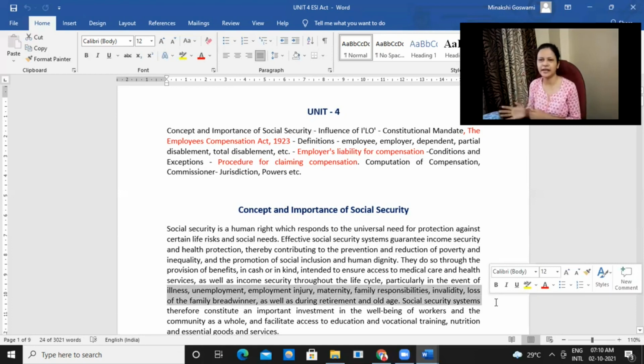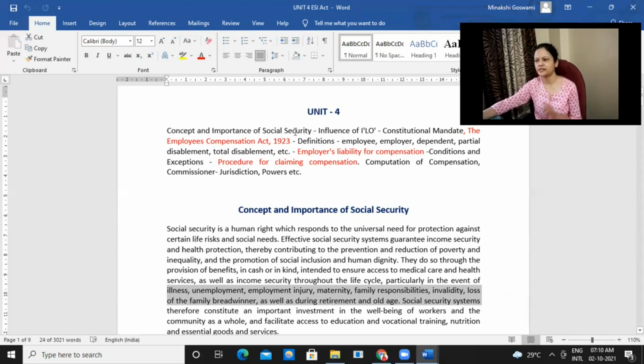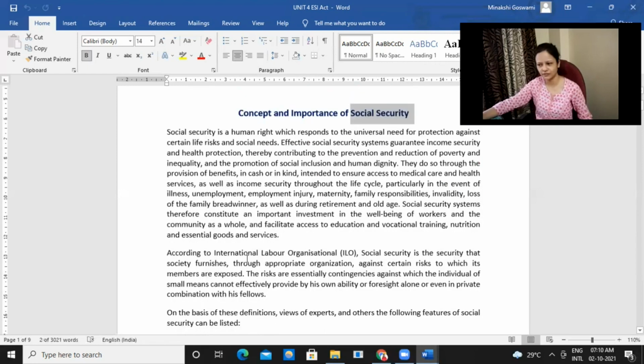There are a lot of different scenarios wherein we would need this concept of social security, and because it involves so many different things, it is not just one legislation which can provide for it. We have so many different legislations being introduced only in order to provide social security.